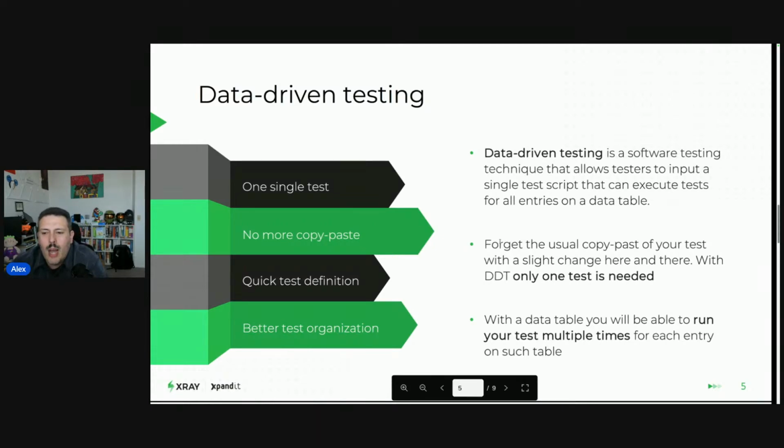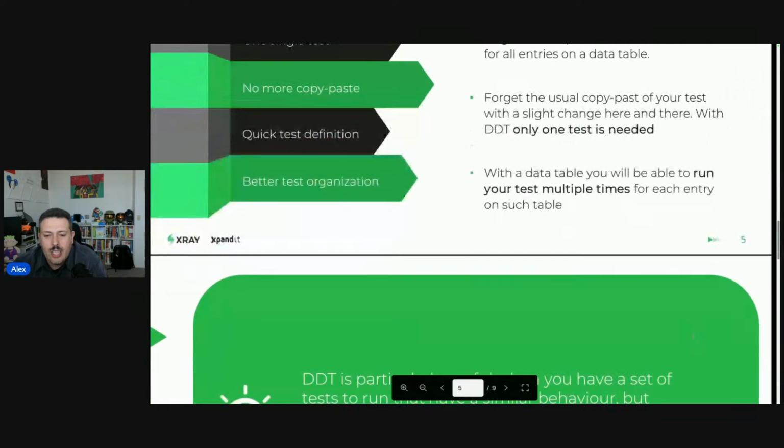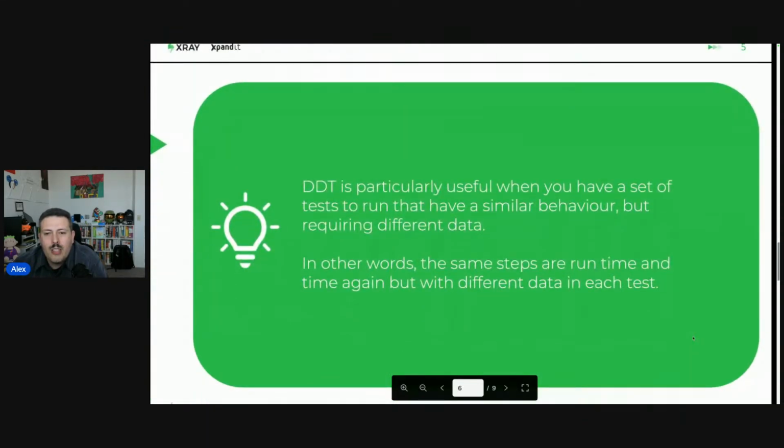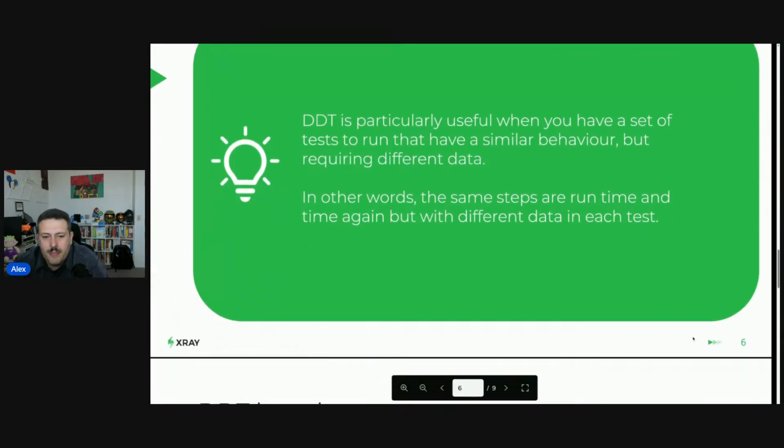So forget the usual copy paste of your test with a slight change here and there. With DDT, only one test is needed. With a data table, you will be able to run your test multiple times for each entry on such a table. DDT is particularly useful when you have a set of tests to run that have a similar behavior but require different data. So think of users and passwords. You can define a different set of users with a different set of passwords, and then basically it'll run through them, right? It'll log in as different users.